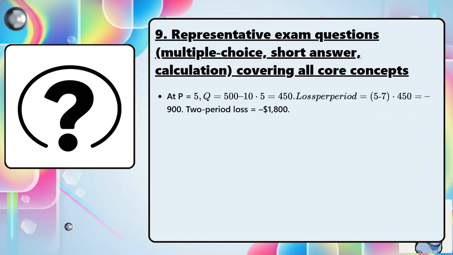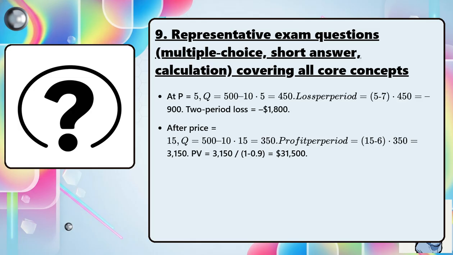At $5, quantity equals 500 minus 10 times 5, which is 450. Loss per period equals (5 minus 7) times 450, which is negative $900. 2-period loss equals negative $1,800. After price equals $15, quantity equals 500 minus 10 times 15, which is 350. Profit per period equals (15 minus 6) times 350, which is $3,150. Present value equals 3,150 divided by (1 minus 0.9), which is $31,500. Since $31,500 is greater than $1,800, the break-even condition is satisfied.